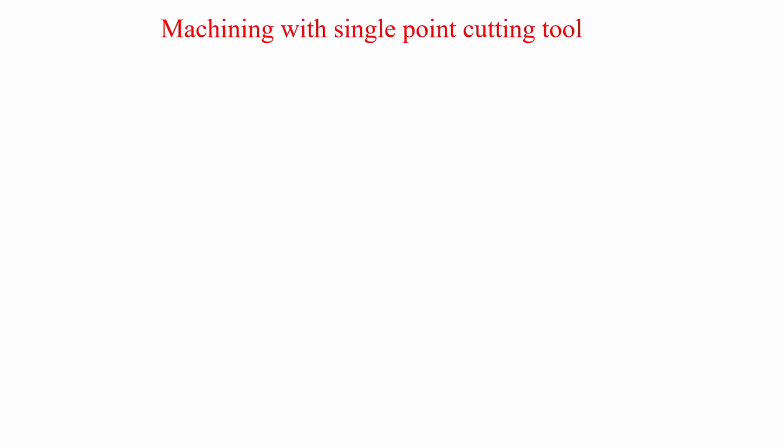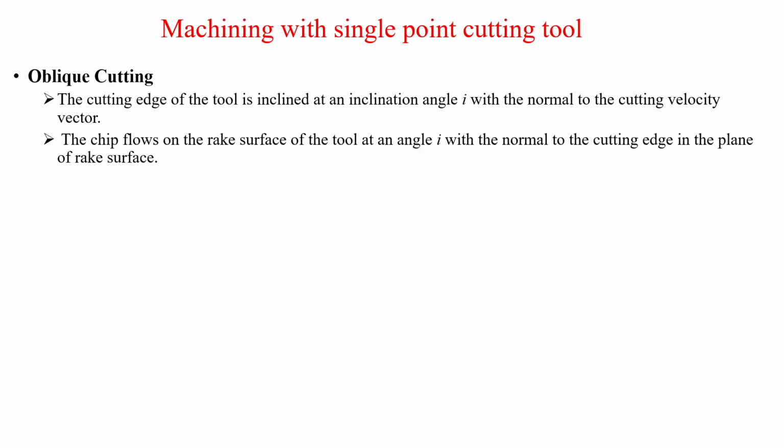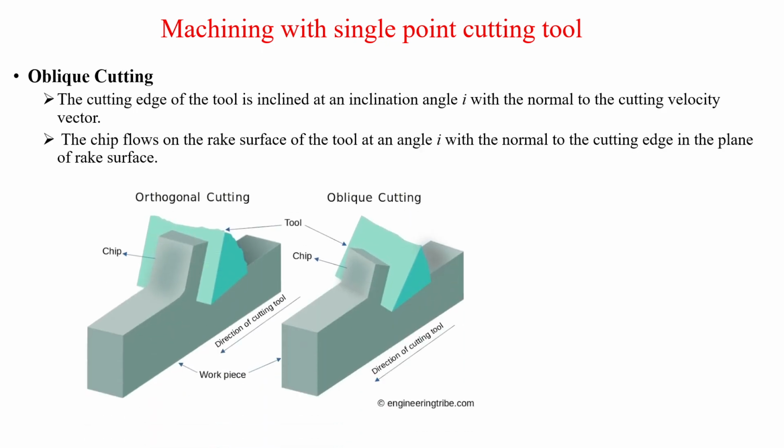So first, what is oblique cutting? We have already seen in our previous lectures what oblique cutting is. Oblique cutting is basically a type of cutting in which the chip does not flow in the orthogonal plane. I have already told you the difference between orthogonal cutting and oblique cutting, and how the chip flows in the orthogonal plane and on the normal plane. This has been discussed already, so we are just revising it.